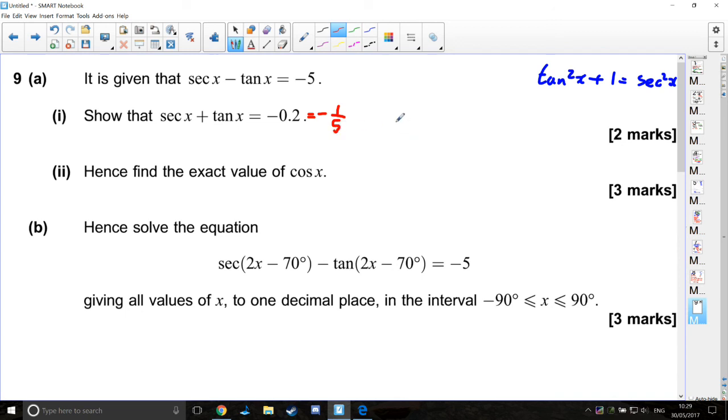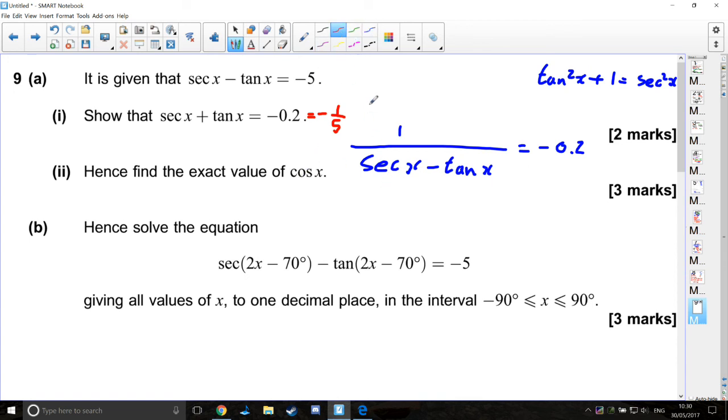So you might think then, well, how do I get this to be -1/5? I flip the entire thing. So that is 1 over sec x minus tan x is -0.2. And that's true. But where do you go from there? There's nothing really strictly obvious that you can do now. Well, this is the trick that we're going to use.